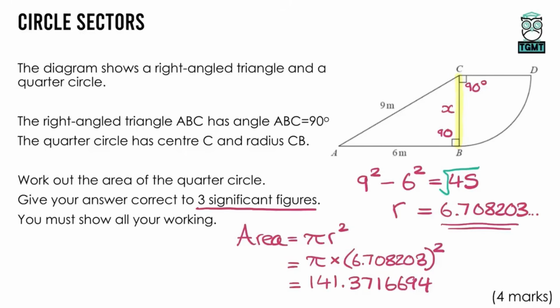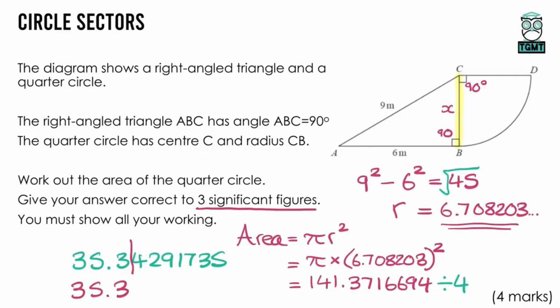So for a quarter circle, we would just divide by 4. And if we divide this answer by 4, that will give us the area of the quarter circle. So dividing that by 4, and I'll have to write it over here, we get 35.34291735. It wants the answer to 3 significant figures, so I will chop it after that third number there, and that is 35.3. And don't forget, this is an area, it's in metres, so it would be metres squared.